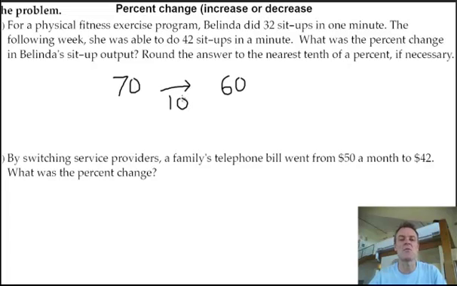Now here's how you work it. It's always the change over the original. If I was to write that, the change over the original. Percent change. So change over the original. So here the original is the $70. I am not going to use the $60 in the calculation. I used it to find out what the change was. 70 take away 60 is 10. So the change was $10. The original price was 70.